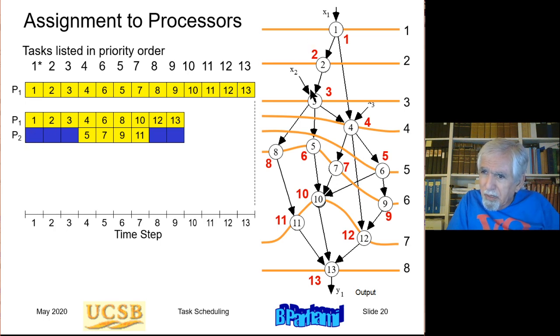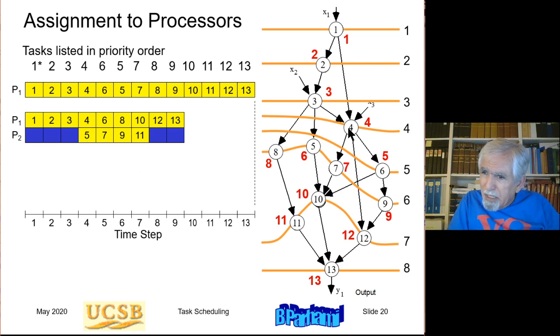Then 2, then 3, so there's a sequential dependency chain, 1, 2, 3, where nothing else can be done. Therefore, one processor executes that. The other processor is idle. But once I get to this point, tasks 4 and 5 have their prerequisites met, and therefore I can schedule them together.